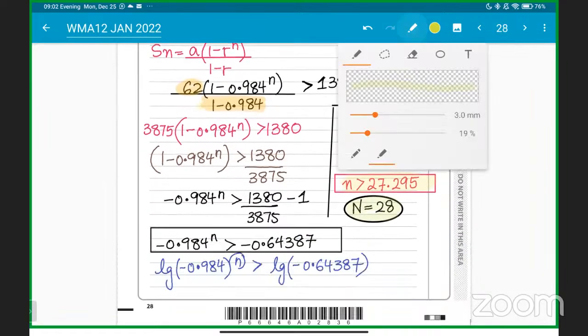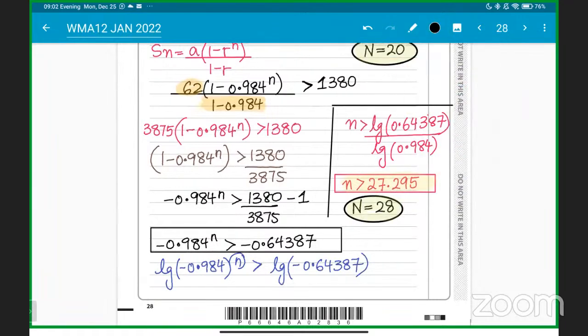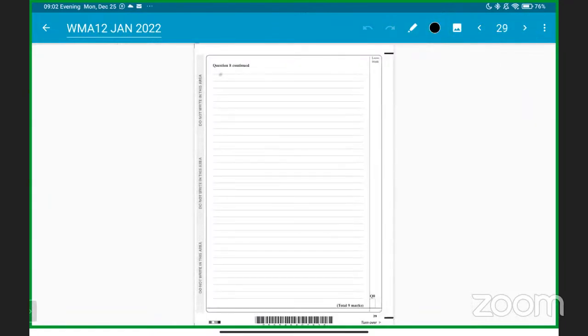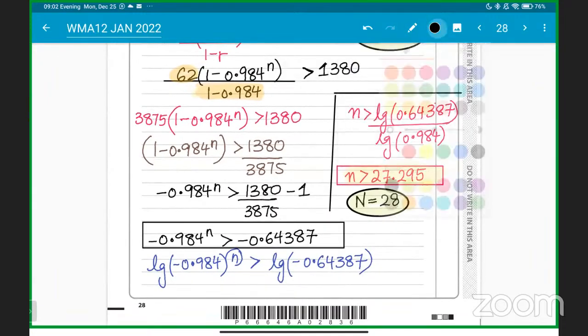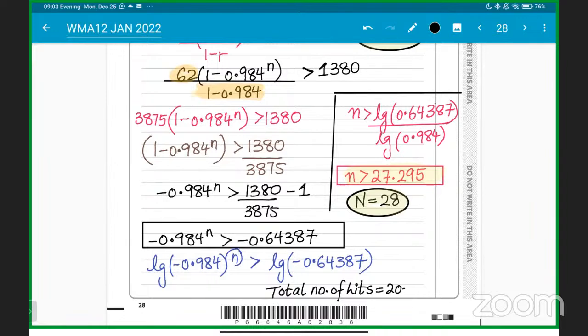Sir, it's dividing by a negative value, so does the inequality sign switch? Yes, that I'm explaining. Just give me one minute. The total number of hits required is 20 plus 28, that is 48. Okay, fine. First, the final answer is 48.